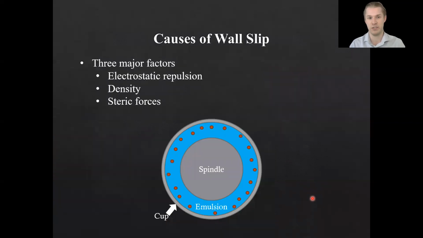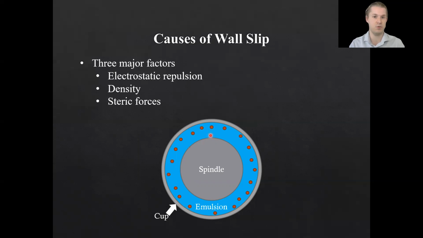Now, what actually causes wall slip? There are three major explanations as to the cause of wall slip. First is electrostatic repulsion. This is a repulsion between the spindle charge and the charge of our dispersed particles. Should these charges match, we will find it energetically favorable for our dispersed particles to move away from the spindle, thus creating that gap.